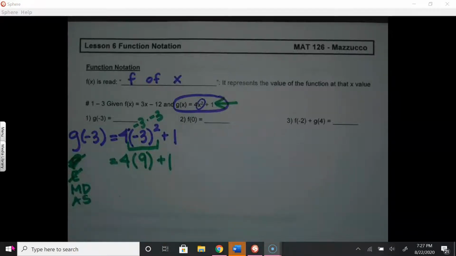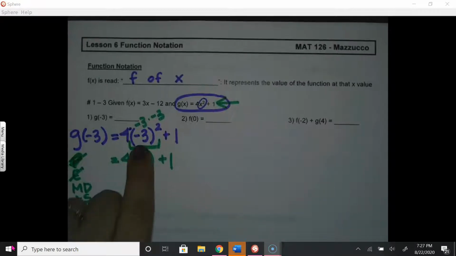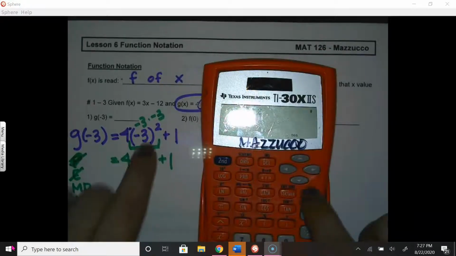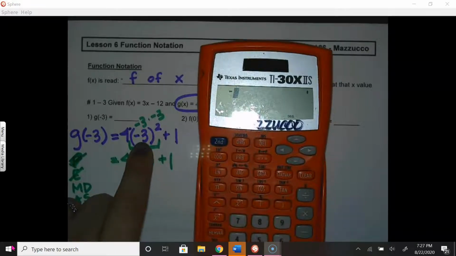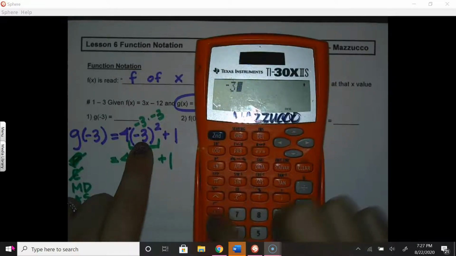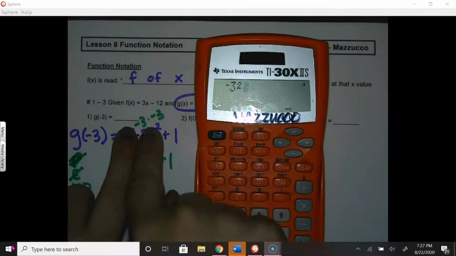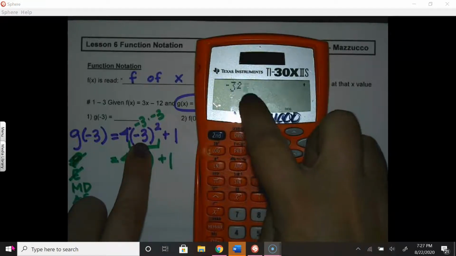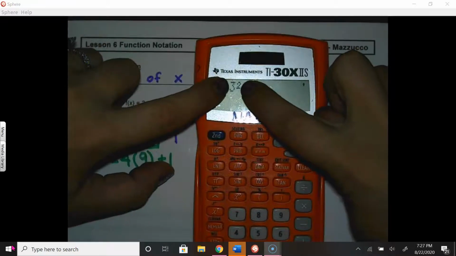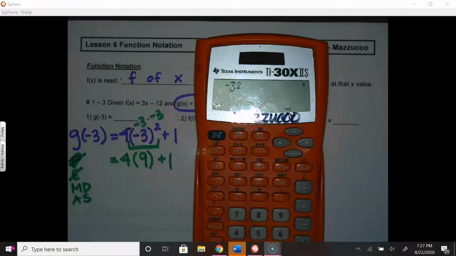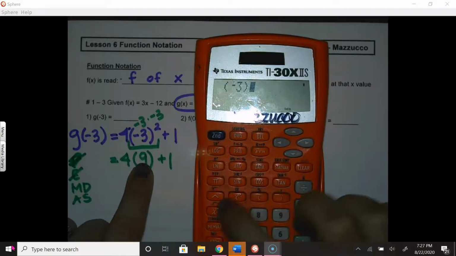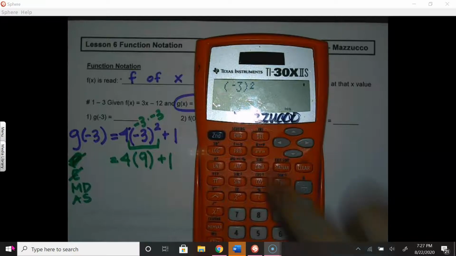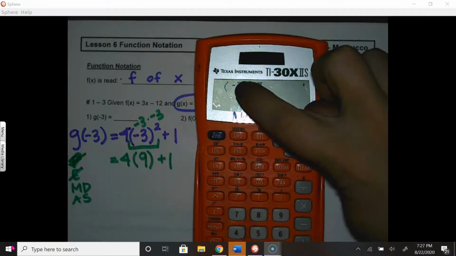Now, if we take your calculator and we try this in the calculator, if you type this in as negative 3 squared, it's going to give you the wrong answer. Parentheses are critical in the calculator because this is going to give me the answer negative 9. It's going to do 3 squared, which is 9, and bring down the negative. And it's supposed to be 9. So it's very important to use parentheses with exponents in the calculator so the calculator knows to square the negative as well.